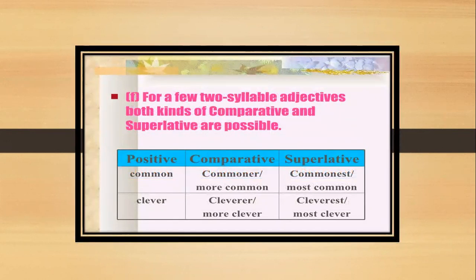For a few two-syllable adjectives, both kinds of comparative and superlative are possible. Like common, we can write commoner, commonest, or either more common, most common. Similarly, clever, cleverer, cleverest, or more clever, most clever.